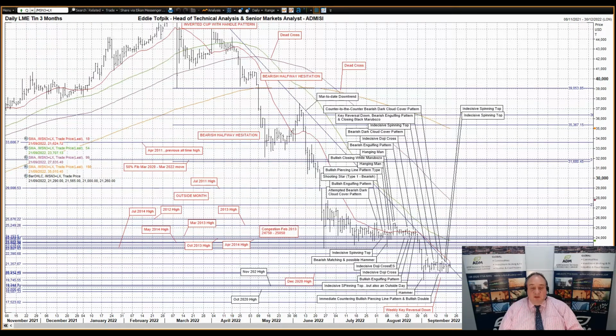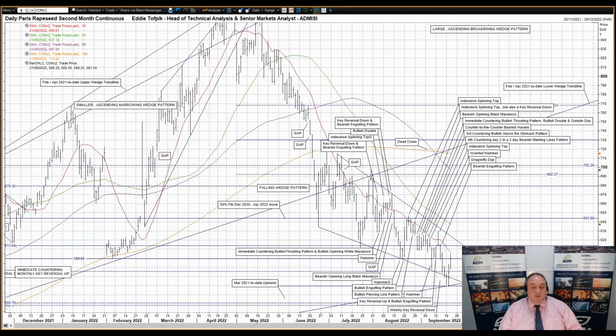LME 3-month tin I covered in my weekly metals commentary yesterday. Paris rapeseed futures had a good start lower, even moving lower at the start of yesterday, but by the end of yesterday, prices had made a bullish outside day, which is the weaker brother of the daily key reversal, and today prices are higher still. Yet the market is still within last week's range, and perhaps more importantly, working its way down the June to date descending wedge pattern. This pattern has been the recent driver in this market.